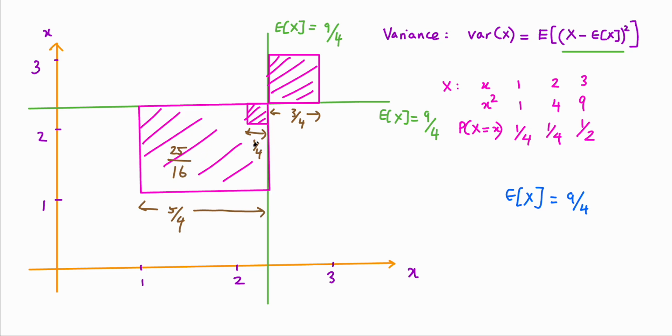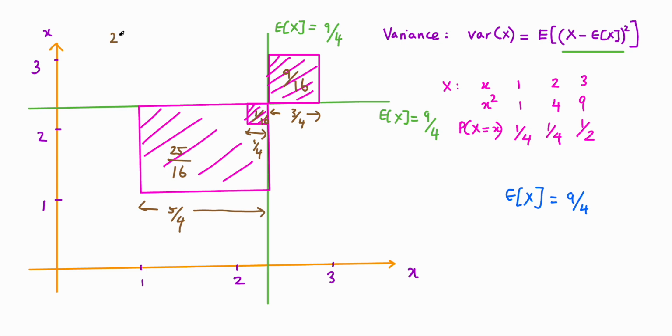What is the area of this square? Well, it's 1/4 squared, which is 1 over 16. And what is the area of this square? It's 3/4 squared, which is 9/16, right? And now we just have to take the expectation of that, and that is nothing but the variance.